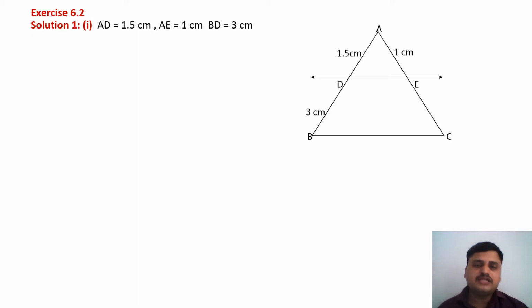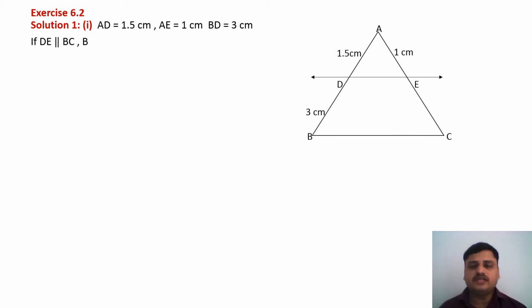Now we will do the exercise question, that is exercise 6.2, question number 1. Now let's see what was given in that question. It is clearly given that AD is equal to 1.5 centimeter, AE is equal to 1 centimeter, BD is equal to 3 centimeter, and the figure is also given. We need to find EC.